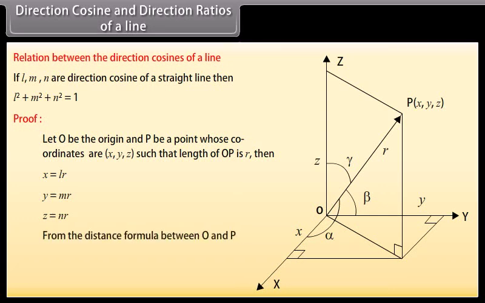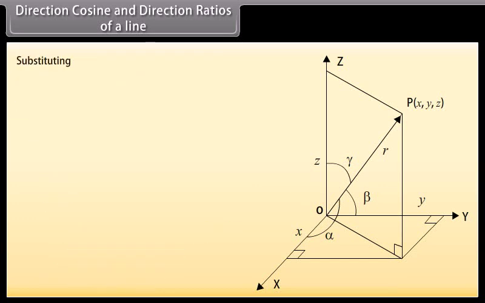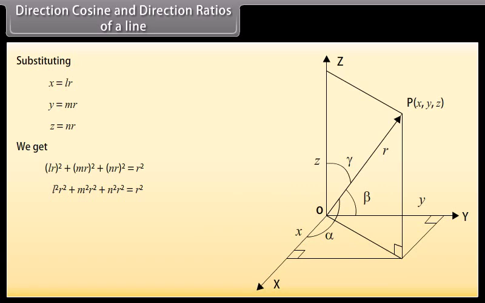From the distance formula, distance between O and P equals square root of x minus 0 square plus y minus 0 square plus z minus 0 square. So x square plus y square plus z square equals r square, name it as 1. Substituting x equals LR, y equals MR, z equals NR, we get LR square plus MR square plus NR square equals R square. L square R square plus M square R square plus N square R square equals R square. L square plus M square plus N square equals 1.